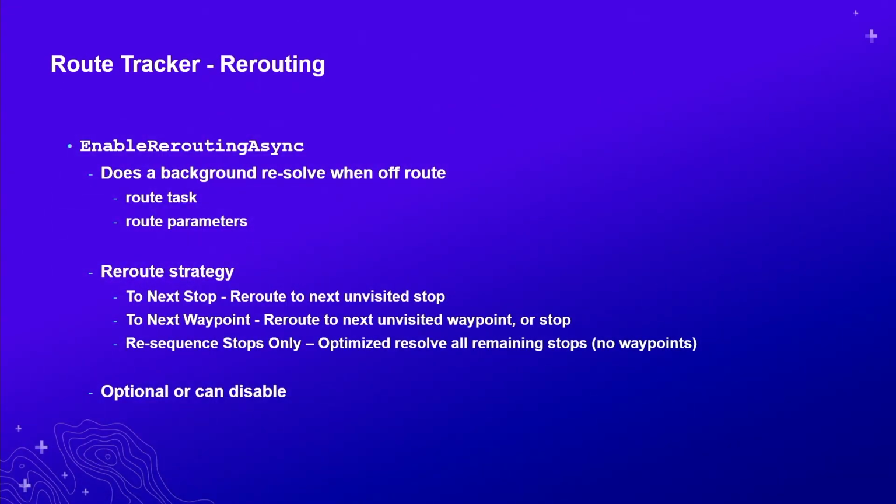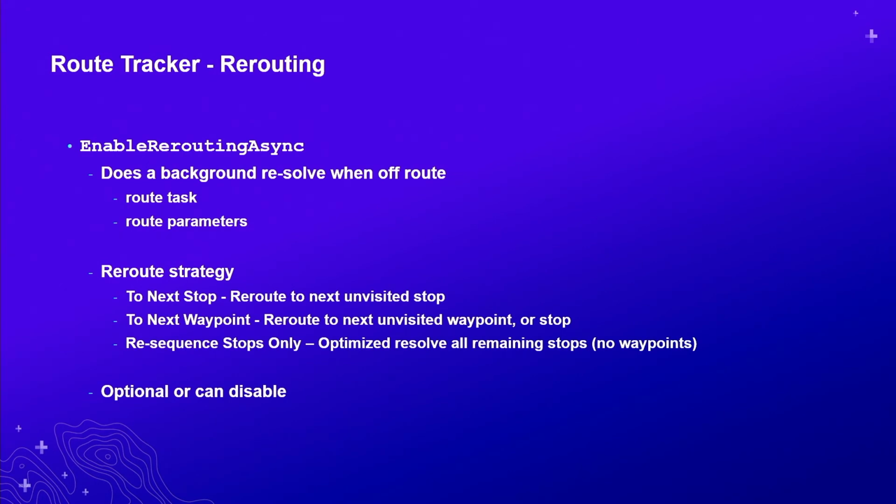So when rerouting is enabled and you go off route, the API will do a new solve in the background, and it resets the route tracker object. So its state is updated to reflect the new route that you have. The solve uses the passed in route task and route parameter objects, and we'll talk a bit more of those later on. And the rerouting strategy that you pass in determines how the remaining locations are used in a resolve. So you have three options.